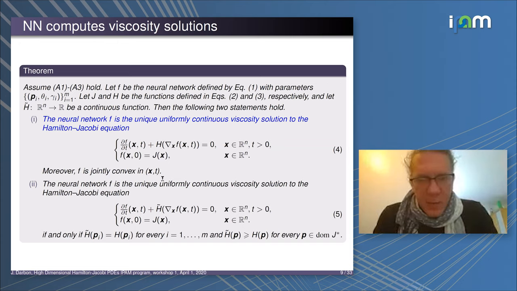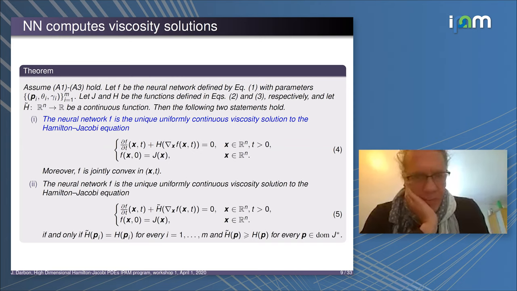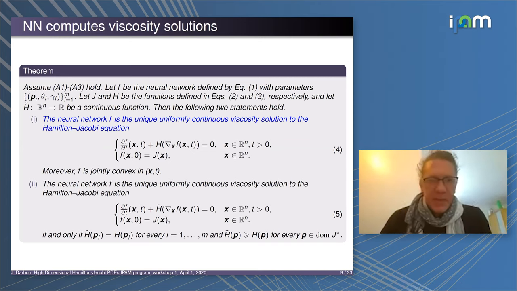Now, what we have is that f is the unique uniformly continuous viscosity solution for these, but actually f is also the unique uniformly continuous viscosity solution for other kinds of Hamilton-Jacobi PDEs.